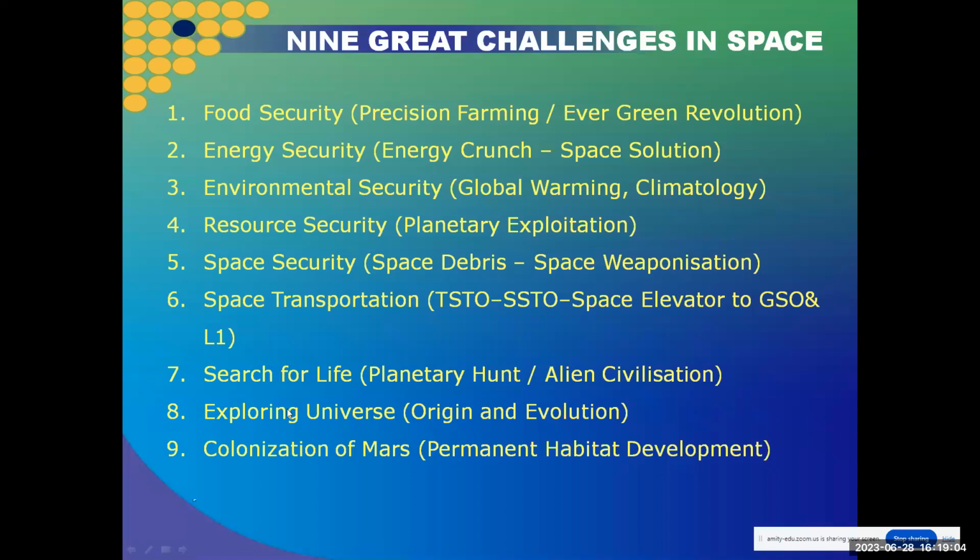The first one is that in the future we will secure our food security. Under food security there is some precision farming and the evergreen revolution. Currently we are just doing precision farming or organic farming. Apart from food security, we also have to secure energy, in terms of energy crunches and space solutions. Then we have environmental security, through global warming and climatology.